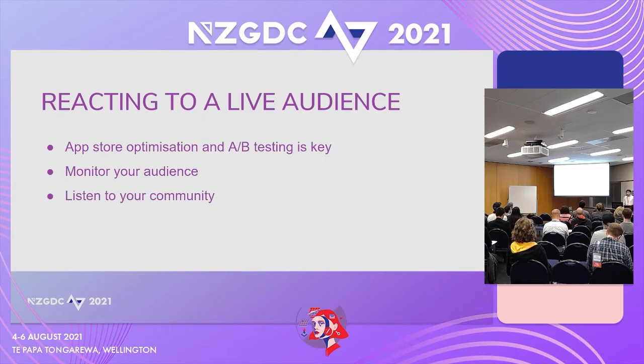So, reacting to a live audience. Now that your game is on the App Store, you're going to get some real people come through. Before, all the stuff that we did was based on market research, the best assumptions that we had, and using our expertise to create a storefront. But often, that's not the case once people actually start coming through. So you need to be able to react to your audience and have strategies in place for adapting your marketing collateral to facilitate that. So you can do App Store optimization and A/B testing, monitor your audience, and listen to your community.